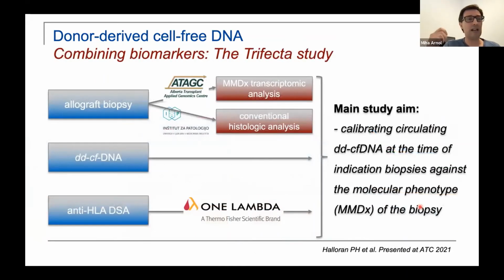So what about combining different biomarkers? Can we do better with that? So this is the so-called TRIFECTA study, the international prospective multi-center study trying to study the relationship between donor-derived cell-free DNA at the time of indication biopsy to conventional and molecular features in the biopsy and to the central anti-HLA donor-specific antibody assessment in One Lambda lab in California, with the main study aim to calibrate specifically the circulating donor-derived cell-free DNA level at the time of indication biopsy against the molecular phenotype of the biopsy.